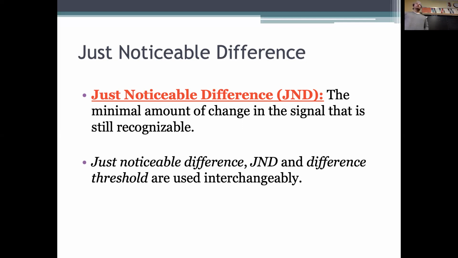It might be touch, right? The feeling of a certain object. It might be more pressure or less, depending on our threshold. So just noticeable difference: the minimal amount of change in the signal that is still recognizable. So we first detect a change in the stimulus.